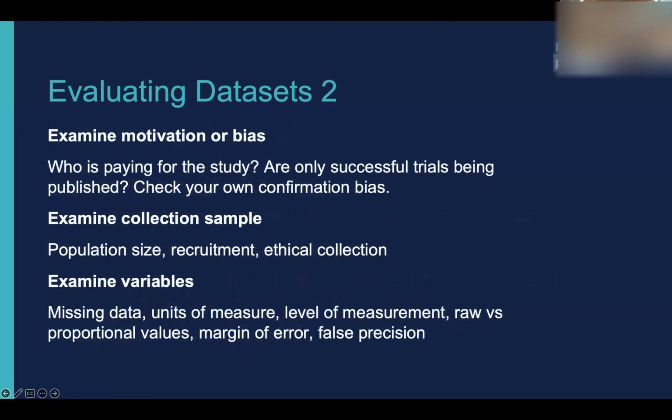So what else are you looking for? You've got an authoritative source, you've got the right to use it. What are the kinds of things you're looking for? Well, look at the motivation or bias behind the study. Who's paying for it? Are only successful trials being published? Look at your own confirmation bias too.